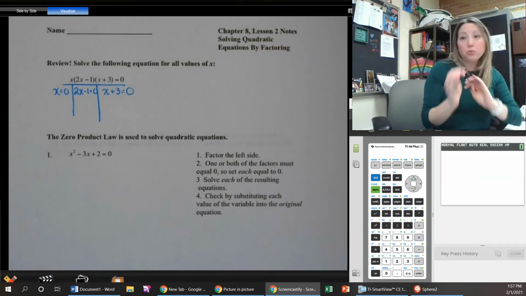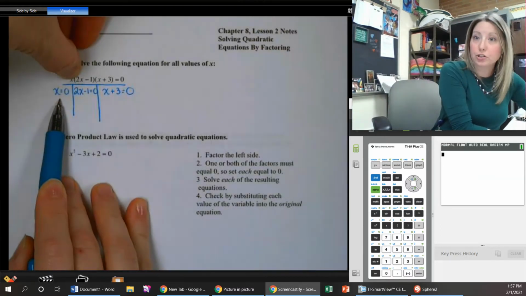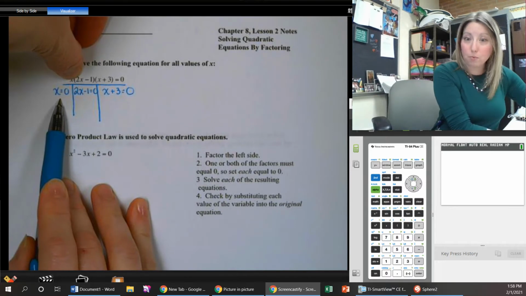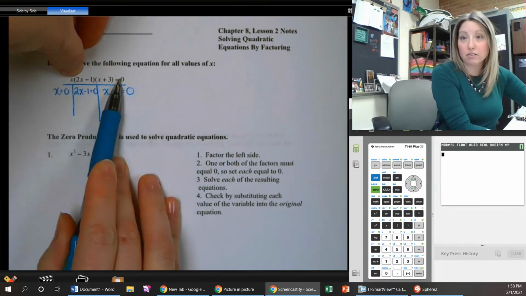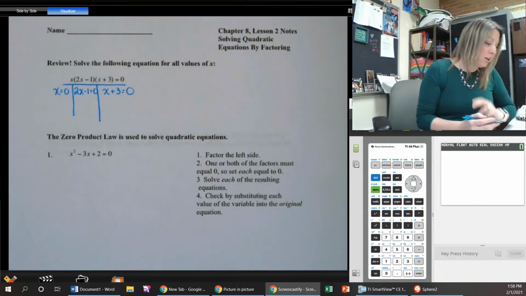So the first one is great because x equals 0. Well, there's one of my answers. There's nothing to solve. X is already by itself, and one of the values that would make this whole thing 0 is 0, right? So there you go. There's one of the answers.